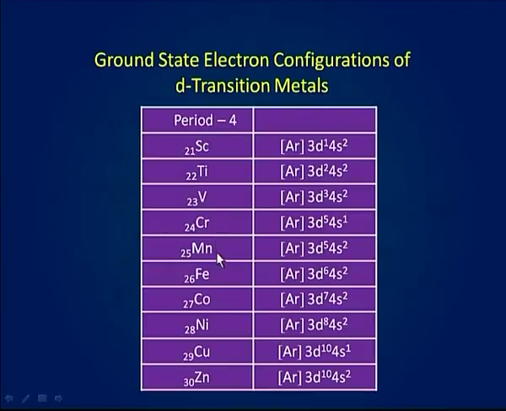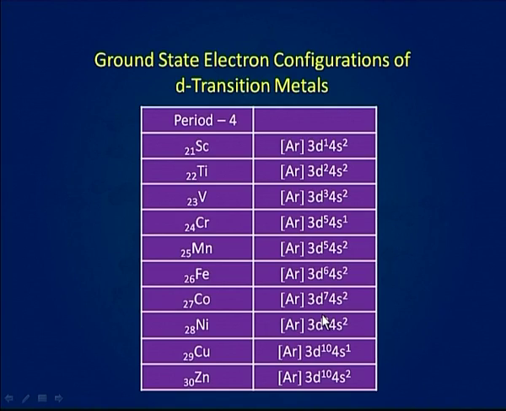Similarly, you can see that the electronic configuration for copper with atomic number 29 is also somewhat abnormal. 3d subshell is filled before filling 4s. The electronic configuration of copper is not 4s2 3d9, but it is 4s1 3d10. Other electronic configurations in this d series are normal, but you must note that chromium and copper show abnormal behavior in their electronic configuration.